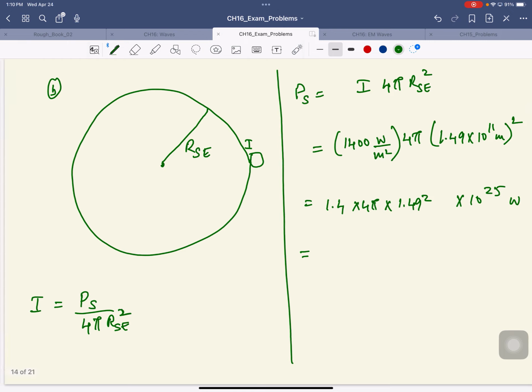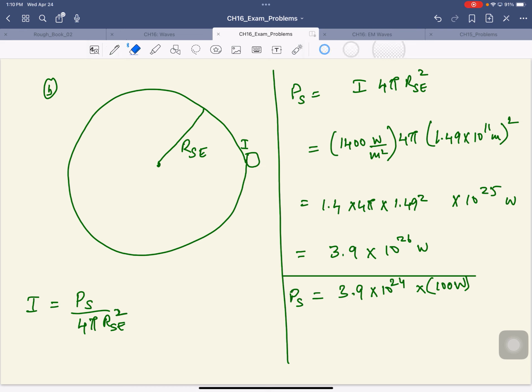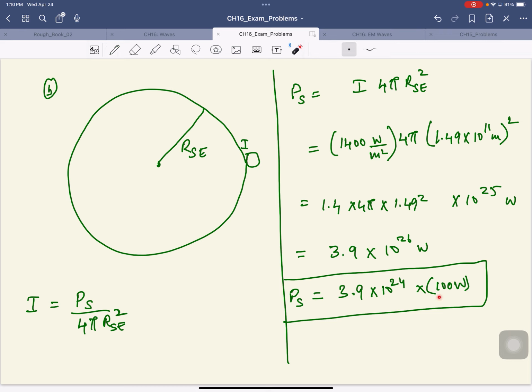Okay, so 3.9 into 10 to the 26 watts. There's the power of the sun. Okay, the reason I wrote it like this is that's a 100-watt bulb. So the sun glows like 4 trillion trillion 100-watt bulbs.